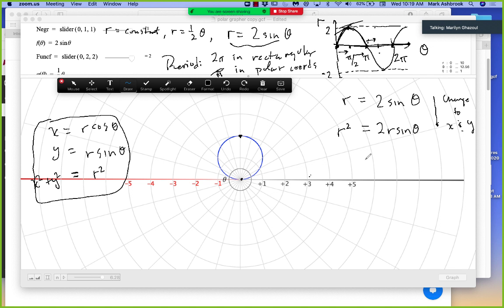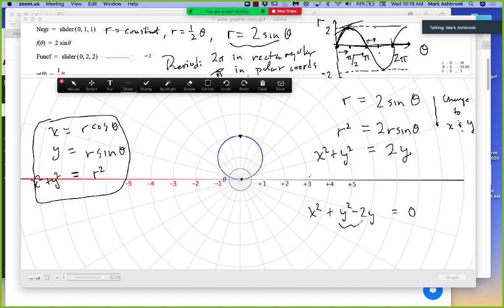R squared. Well, so now this is really nice, right? Because what's 2r sine theta? 2y. What's r squared? X squared plus y squared. Look at that. So r equals 2 sine theta is equivalent to x squared plus y squared equals 2y. If we do the math, we get x squared plus y squared minus 2y equals 0.